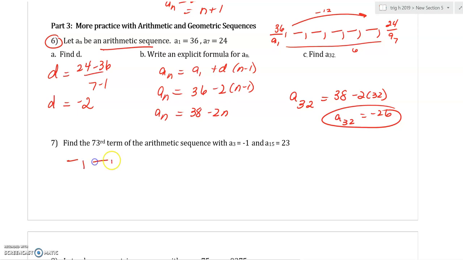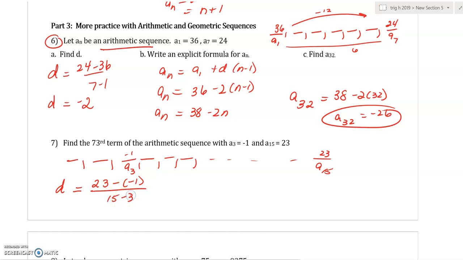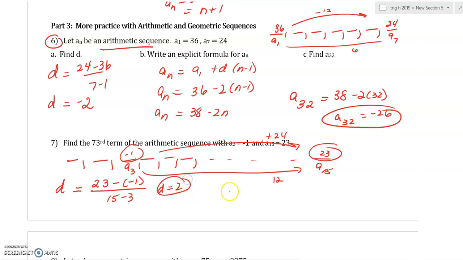So I don't know the first term, I don't know the second term, I know the third term, I don't know the fourth term, I don't know the fifth term, I don't know the sixth term. Keep going. I do know the 15th term. So again, pause the video for a minute and go ahead and find D. Okay, so did you find D by saying it's 23 minus negative 1? Because again, it looks like I'm adding 24, but it took 12 steps to do it. So you could find out that the D is 2. So now I have a formula.